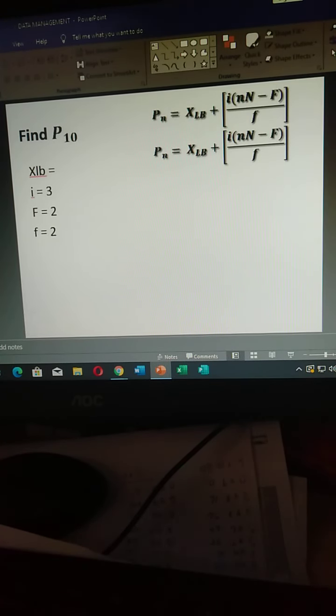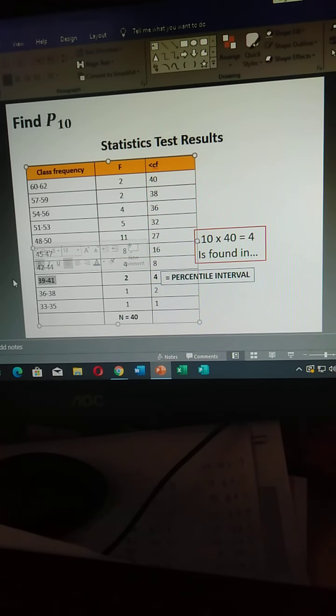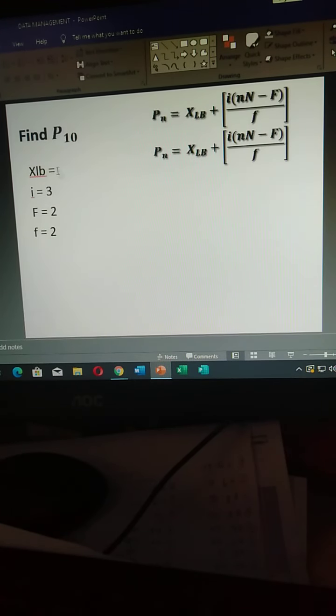How about the lower boundary? Here it is. The lower boundary for the end time is located at the lower limit, which is 39. Then 39 minus 0.5 is 38.5. Correct, class. So our lower boundary is 38.5.